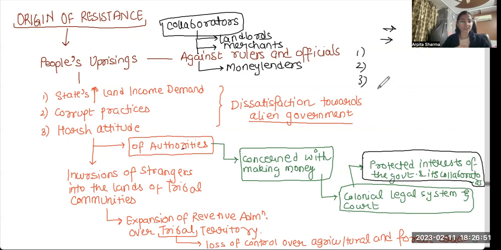तो इससे मुझे अपनी चीजें याद आ जाती हैं. The points that worked in my favor, I remember those points while writing and making flowcharts for all of you. चलो आगे बढ़ते हैं, let's move forward. So this was the origin of the resistance.